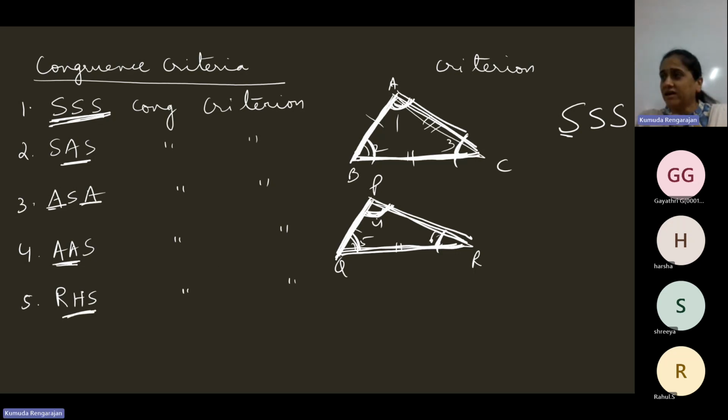This is in two right triangles. RHS meaning right angle hypotenuse side. Right angle hypotenuse side. All right. So this is in two right triangles.